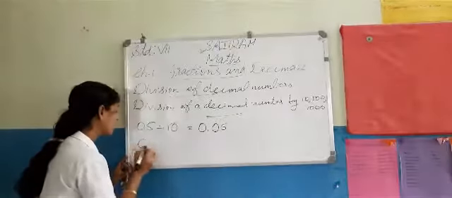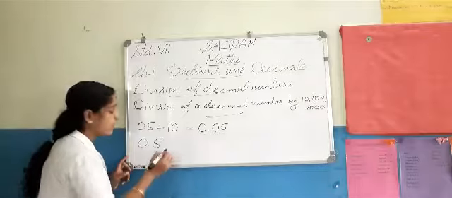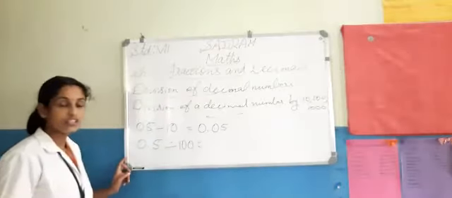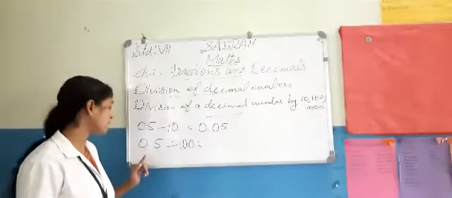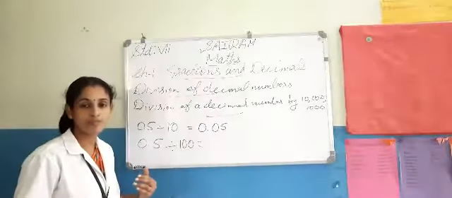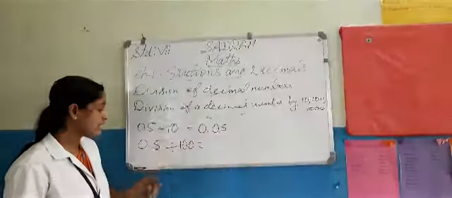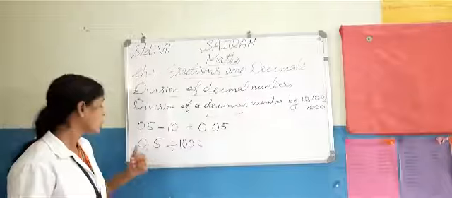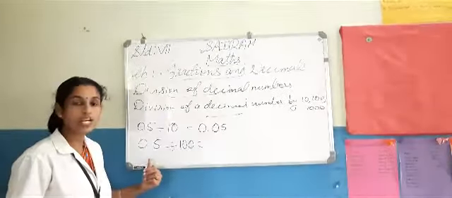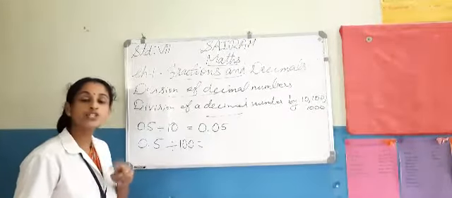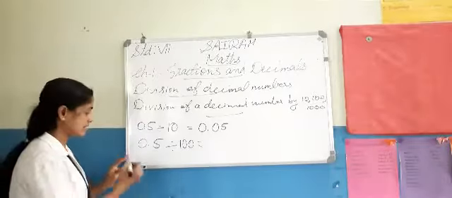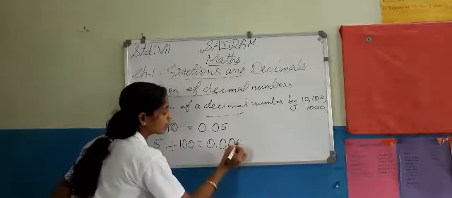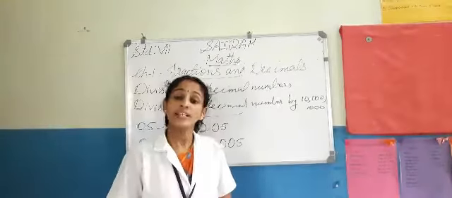Another example, 0.5 divided by 100. Here also we can move the decimal point to the left. In this case, 100 has 2 zeros. So, move the decimal point to the left by 2 decimal places. Then we get 0.005.